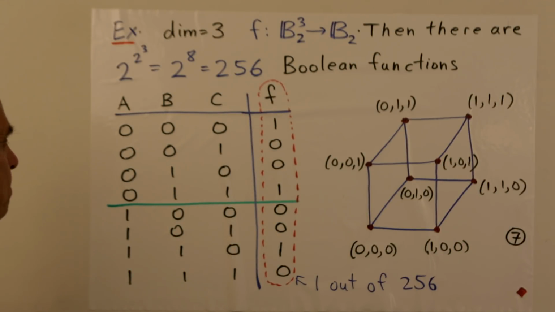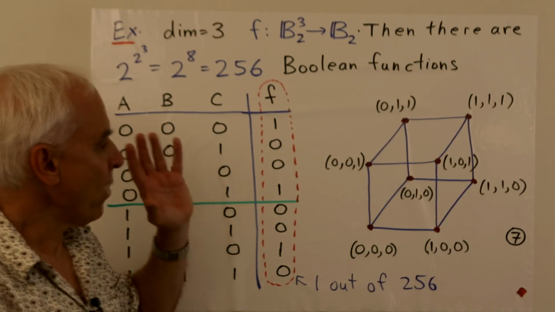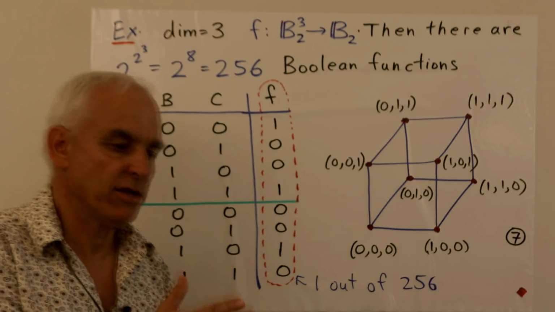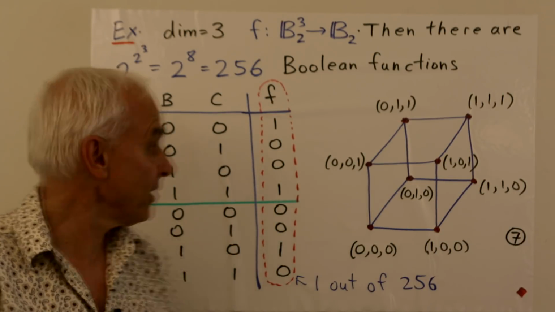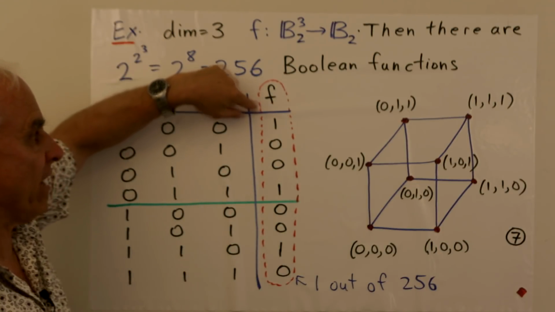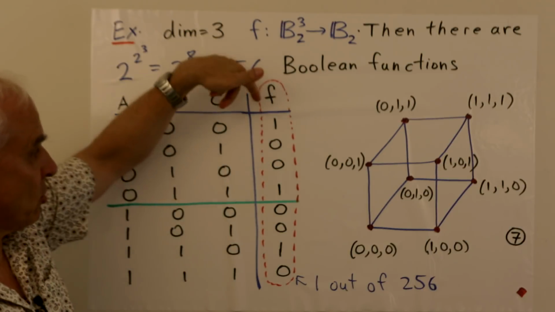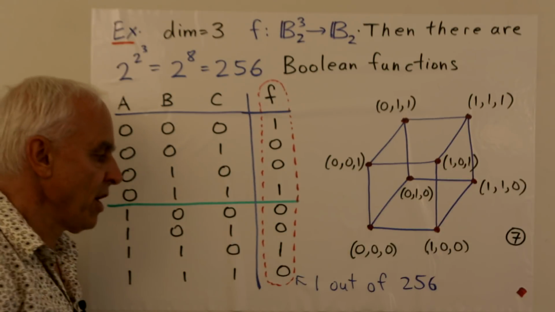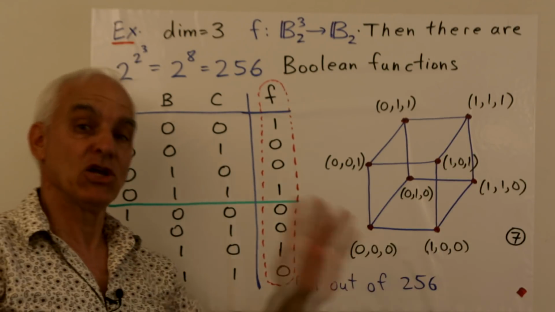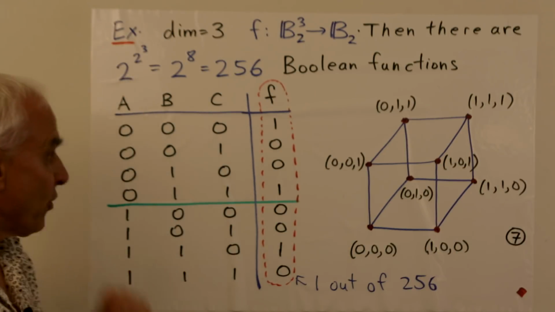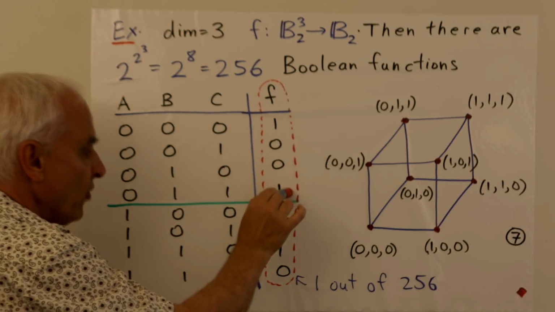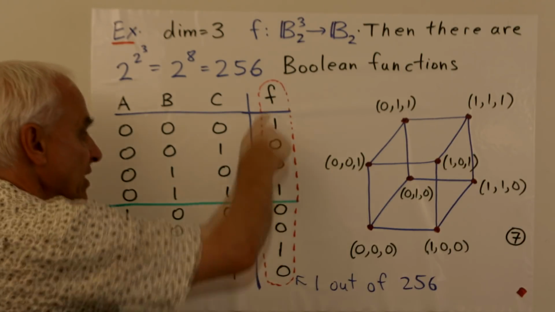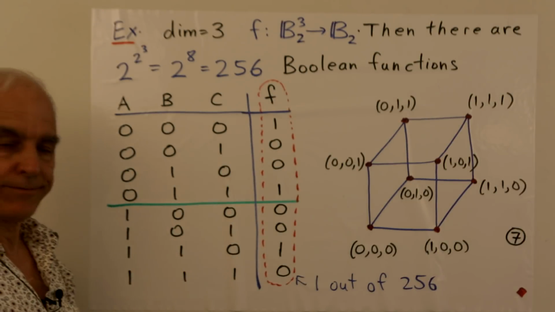Okay. Now, what we're doing when we're creating a Boolean function is we're assigning a 0 or a 1 to each one of those vertices. Like this, okay? So this is an example of a Boolean function in this dimension. It's called f. It has the values 1, 0, 0, 1, 0, 0, 1, 0. So this is 1 out of how many possibilities? 256. Because there's 2 times 2 times 2 times 2 times 2 times 2 times 2 times 2. There's 2 to the 8 different ways of assigning zeros and ones to these 8 positions.